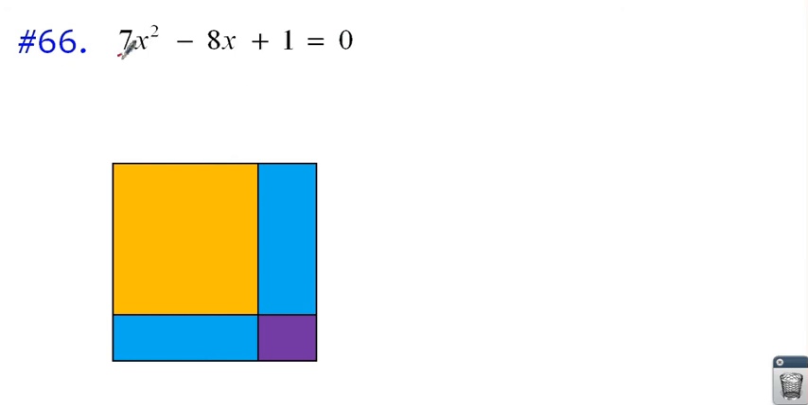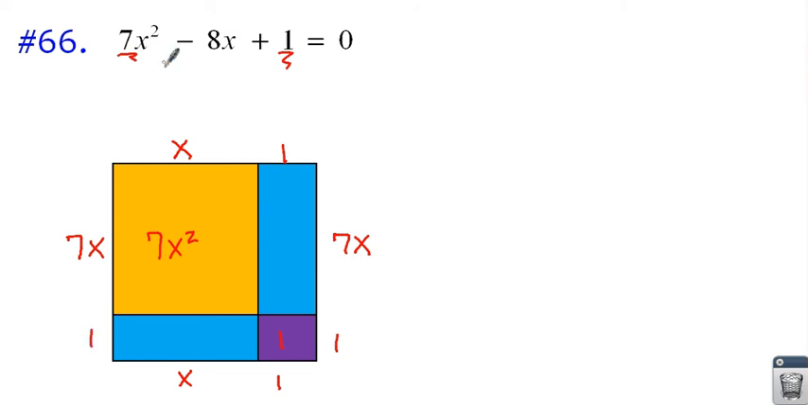So let's get started. We've got 7x squared. We've got 1. And somehow between these two blue boxes we need to get negative 8x's. Okay, well, the orange box there must have a length of 7x and a width of x to make an area of 7x squared. So we can write that in several places here, x. The purple box must be 1 by 1, width 1, and height 1.